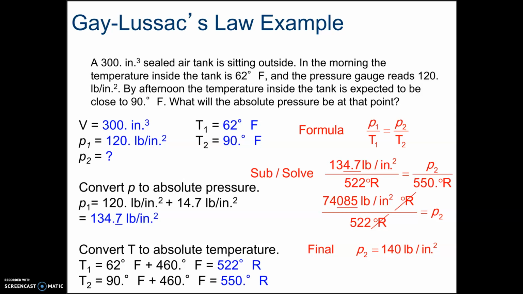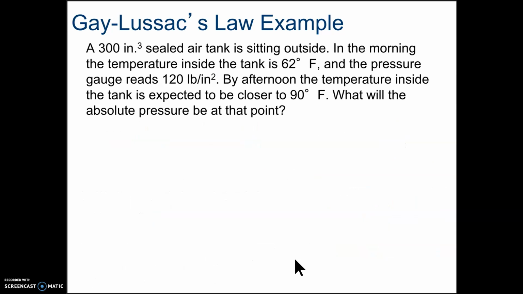If you wanted to find the gauge pressure, what would you have to do? Instead of adding 14.7, you would be subtracting 14.7. We can do that on all the rest of the problems too. I may ask you questions about finding out what the absolute pressure might be, or what the gauge pressure would be, and you might have to add or subtract at the end.